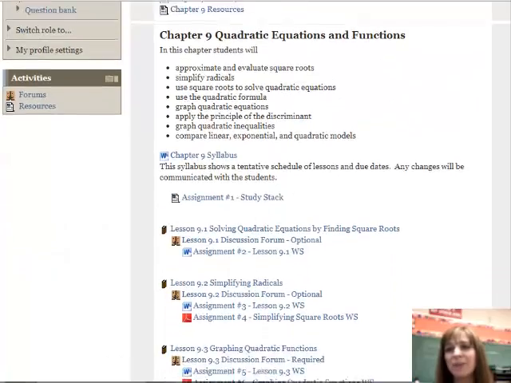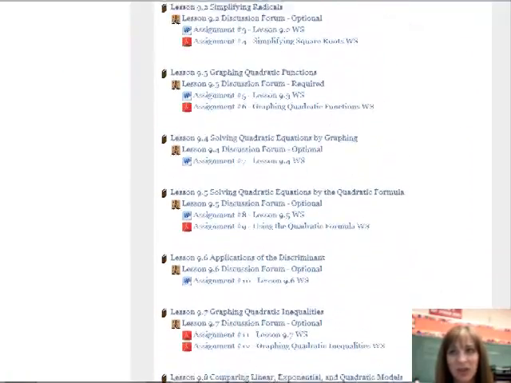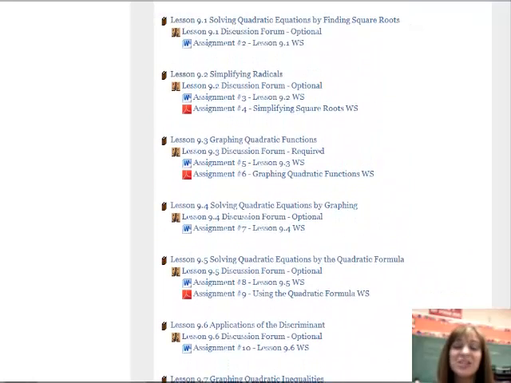As we get down into Chapter 9 here, we can see that there are 8 total lessons that the students are going to have to complete. And each lesson basically consists of video notes and a note quiz, a discussion forum, sometimes optional, sometimes required, and then their assignments, usually 1 or 2 assignments that go along with each one.